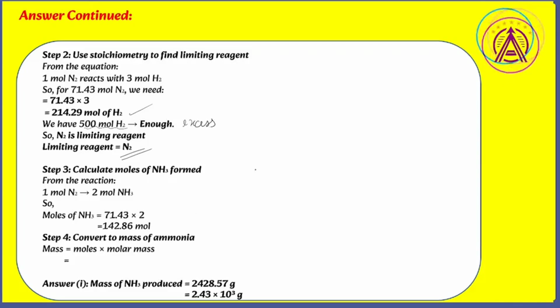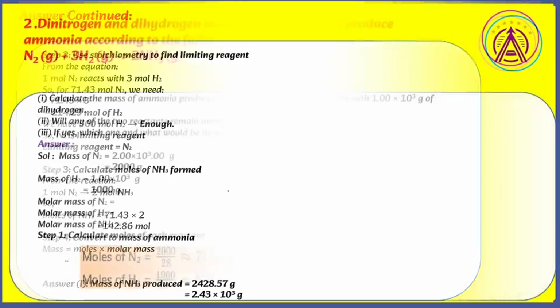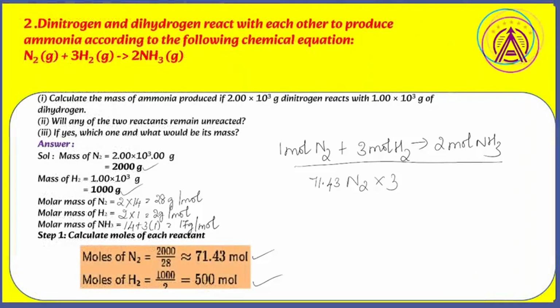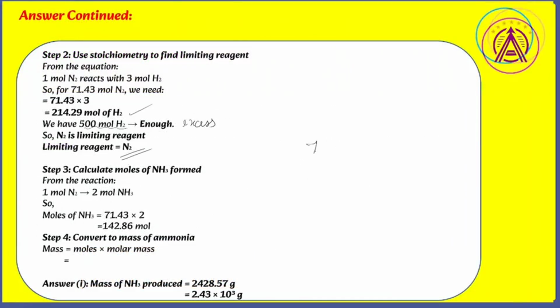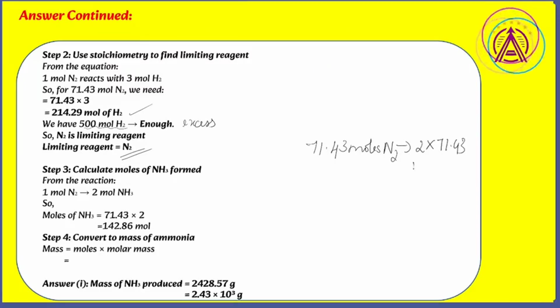Okay. So from my balanced equation, 1 mole of dinitrogen gives me 2 moles of ammonia. So 71.43 moles of dinitrogen will give me 2 into 71.43 moles of ammonia, which is nothing but I get a total of 142.86 moles of ammonia. Now from the formula, I know number of moles is given mass by molar mass.